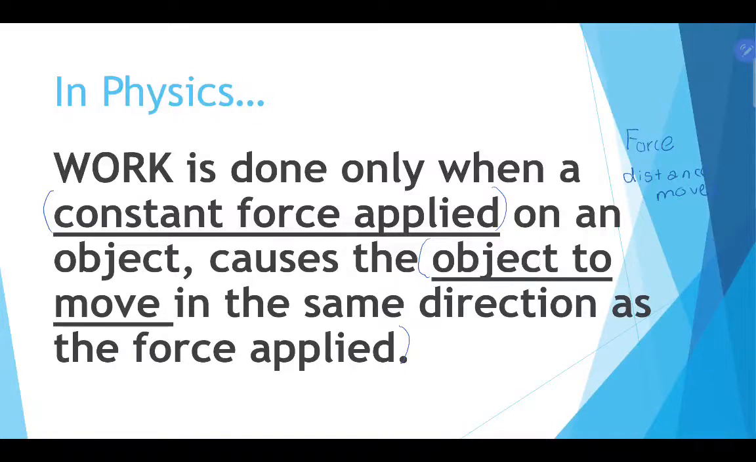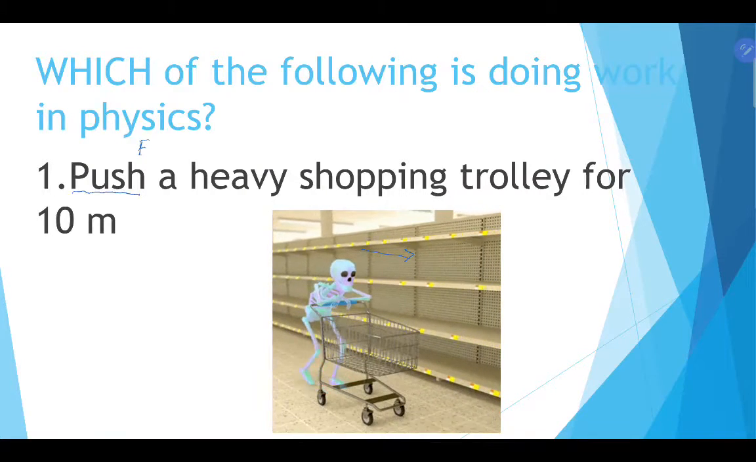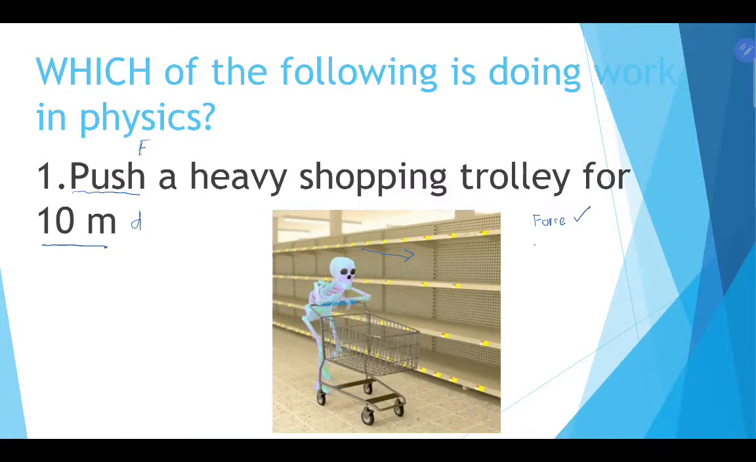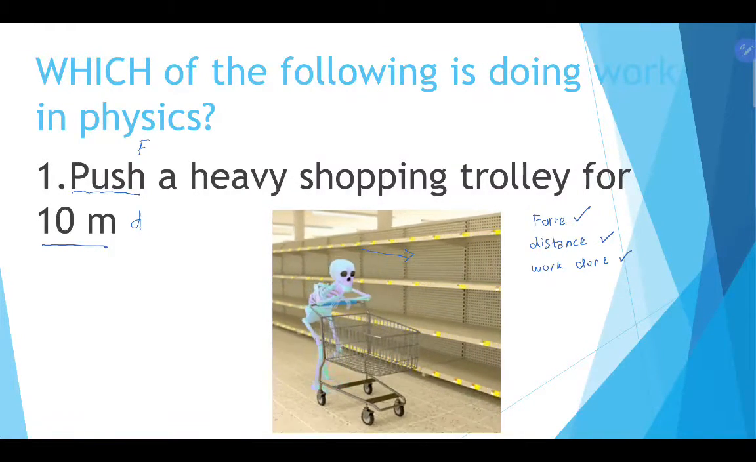Let's look at some examples. Number 1, when you push a heavy shopping trolley for 10 meters, is there any work done in physics? Again, you need force. When you're pushing something, you have force. And since you're pushing it in that direction and it moves in that direction for 10 meters, you also have distance. So you have force applied, you have distance moved because of the force. So work done is there. You only have work done in physics if you have force and you have distance.